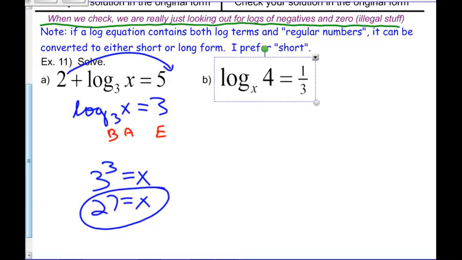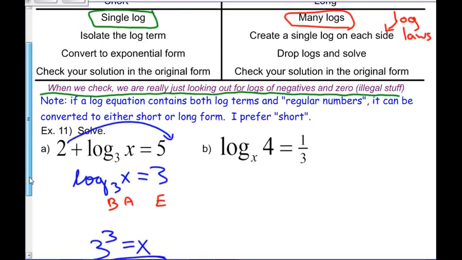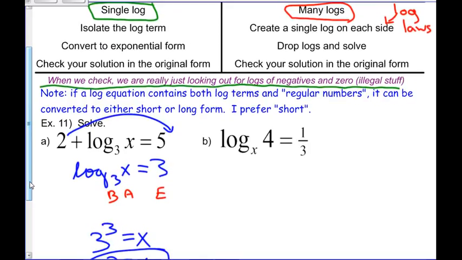Log base x of 4 equals 1/3. Okay, so the steps for a short were isolate the log term, done. Convert to exponential form, don't mind if I do. The base is x, the exponent is 1/3, the answer is 4. Oh geez, we've got an x to the 1/3.